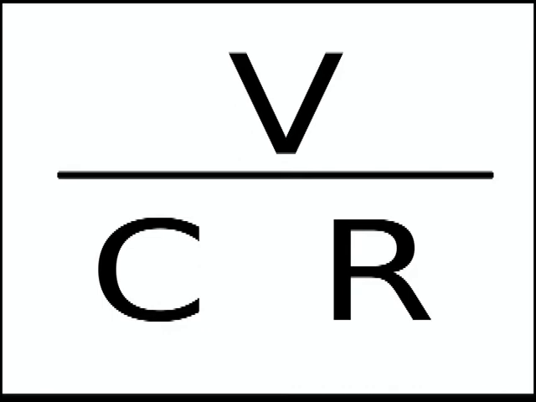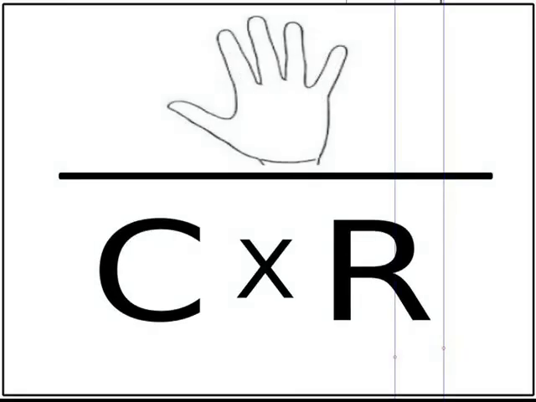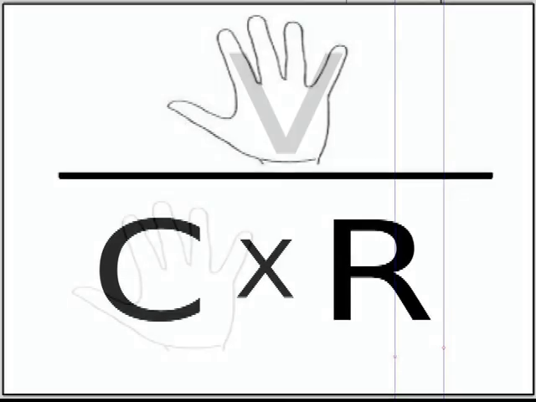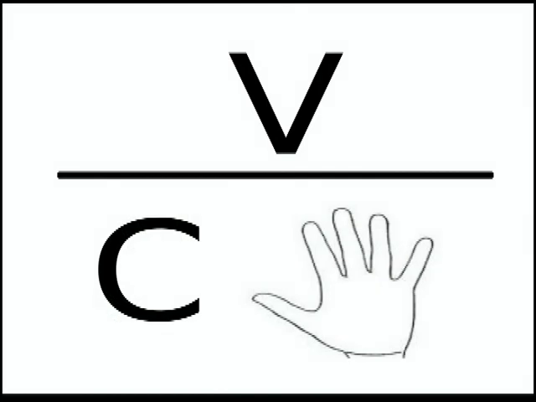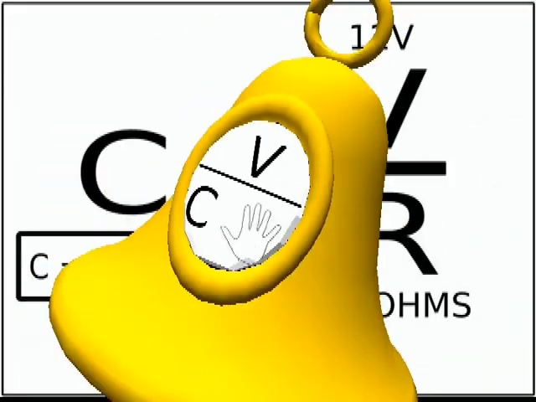For example, if we want to find the voltage when we already know the resistance and the current, we put our hand over the letter V, which stands for voltage, and multiply current by resistance. If we want to find the current when we already know the voltage and resistance, we now cover the letter C for current and divide voltage by resistance. If we want to find the resistance when we already know the voltage and the current, we put our hand over the letter R for resistance and divide voltage by current.